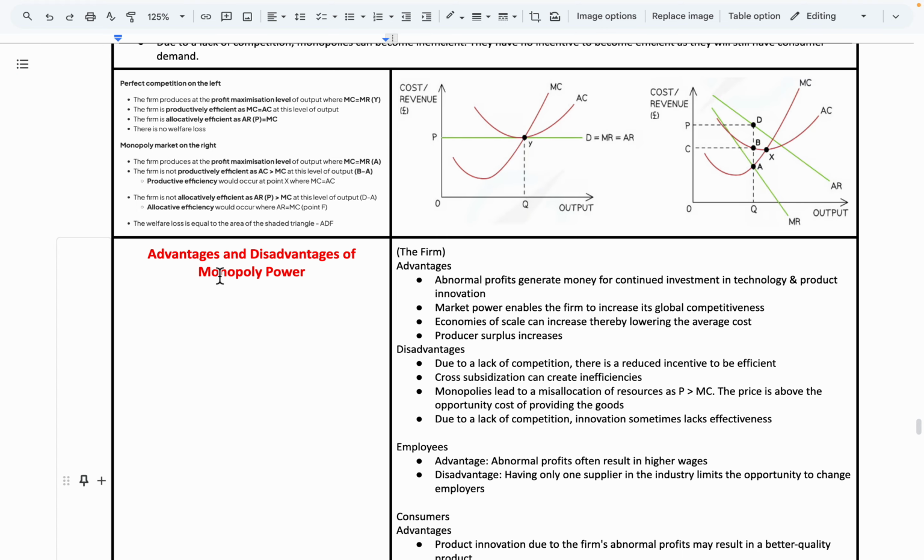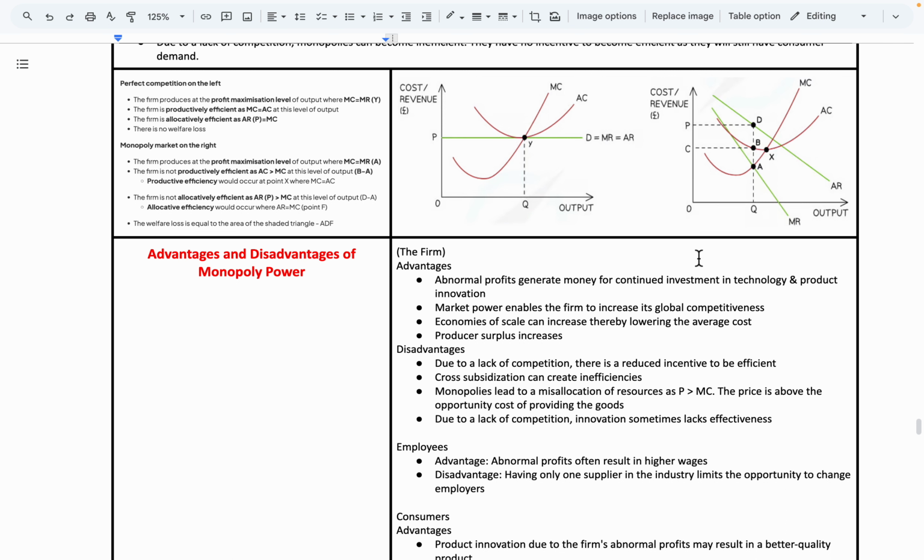Okay, now let's look at the perfect competition and the monopoly market. They're both different. They're separated to the left and the right. So perfect competition is on the left. You can see the profit maximization level is MC equals MR. And the firm is productively efficient at MC equals AC. Okay, that's when it's productively efficient. And it's allocatively efficient when AR equals MC. When AR equals MC, there is no welfare loss.